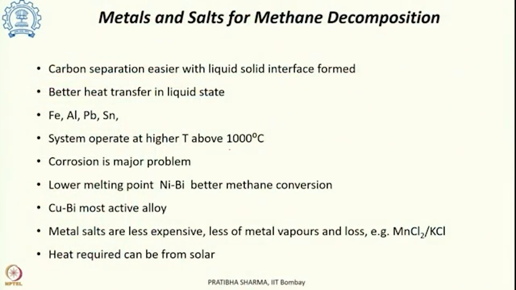Now since the temperatures are higher, low melting point materials are considered, like nickel and bismuth, copper and bismuth. They have a good activity, and at the same time can be operational at a lower temperature. Compared to molten metals, metal salts are less expensive. At the same time, the problem associated with the loss of metals is reduced when metal salts are used, like MnCl2 or KCl, and the heat which is required to take it to higher temperatures can be provided by means of solar heating.